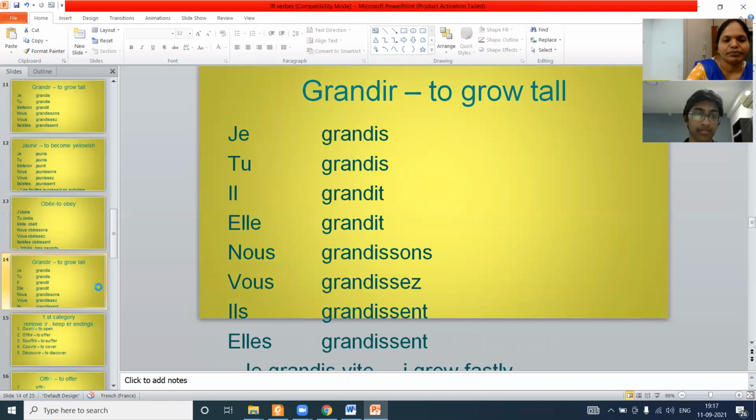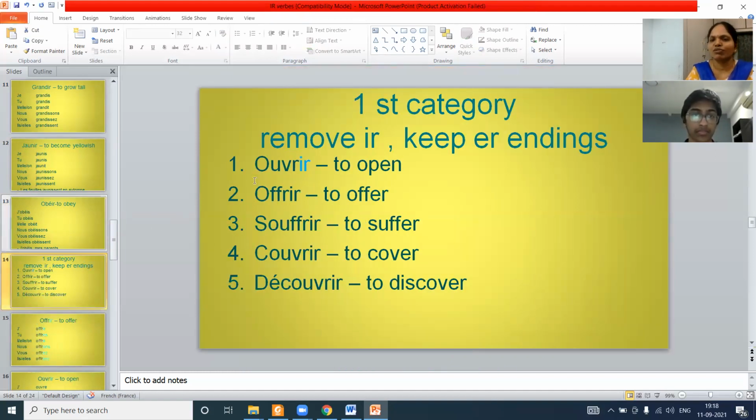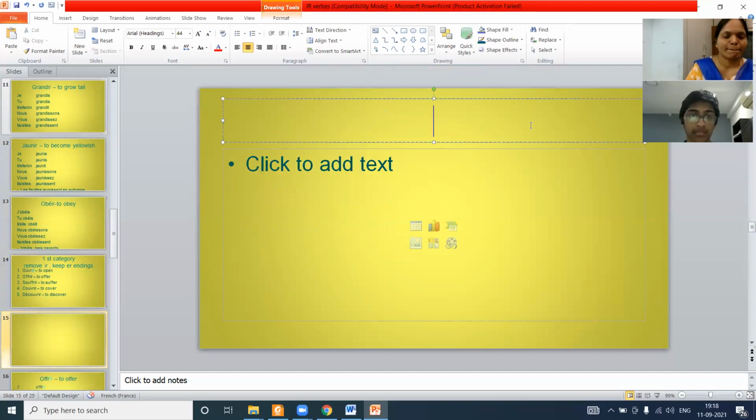Grandir we already saw, I'm deleting. This one means exceptions, we will do today only the first category. These are IR verbs only, but they won't follow the basic rule. See, first category: remove IR and keep ER endings. These five verbs, we have to remove IR and keep first group endings. Ouvrir, to open; offrir, to offer; souffrir, to suffer; couvrir, to cover; découvrir, to discover. For example, souffrir, to suffer.